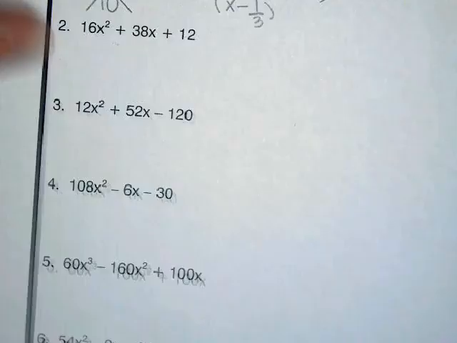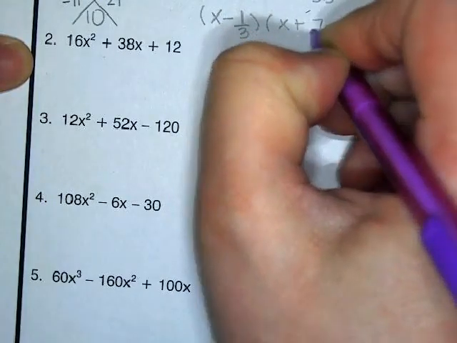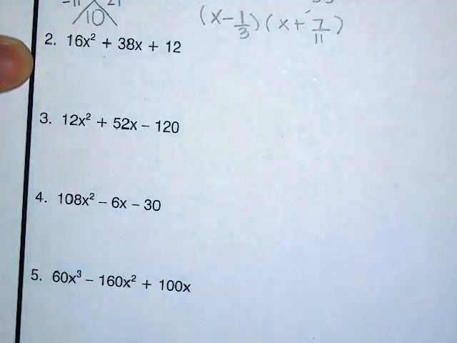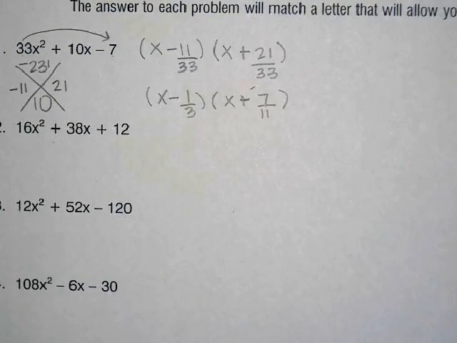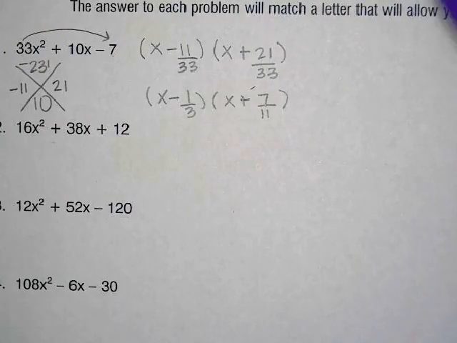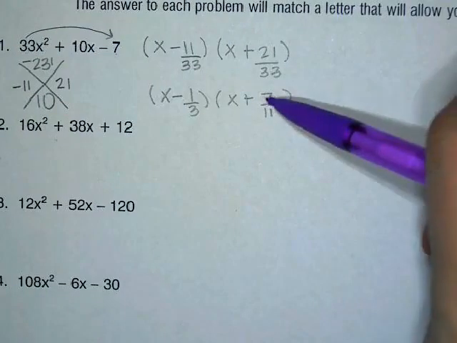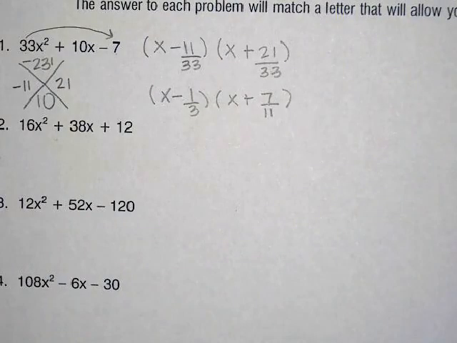So we have x plus 7 over 11. A lot of times, one of our fractions will become a whole number when we reduce it, but that didn't happen for this problem. So once we reduce the fractions, if they stay fractions, what do we do? Take it to the edge.